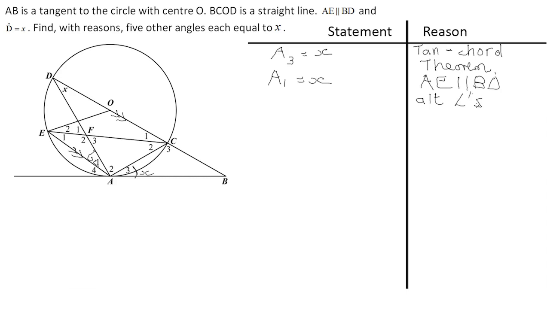Now if you look at A1 and you look at that arc there, can you see? That arc subtends A1, but the same arc subtends C1. So you will agree with me that C1 will also be equal to X. Arc DE subtends A1, but the same arc subtends C1. So C1 will also be equal to X. Angles subtended by DE.